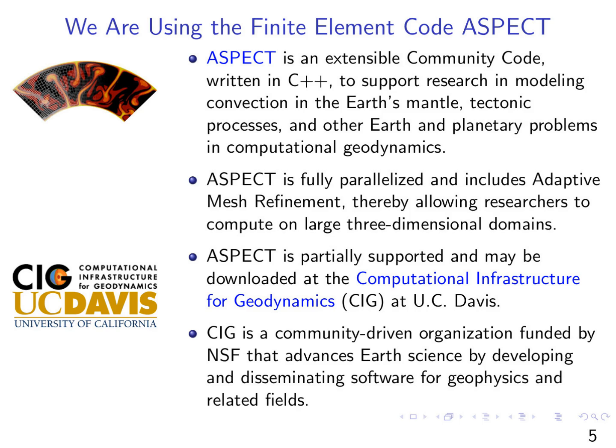Aspect is an extensible community code written in C++ that supports all sorts of Earth and planetary processes such as convection and tectonic processes, as well as the rheological properties and other things like that we've already mentioned that are very important to our modeling. Aspect is already fully parallelized and includes adaptive mesh refinement that helps to make sure that researchers can compute efficiently on large three-dimensional domains and have very computationally large problems that aren't as computationally expensive as they might otherwise be.